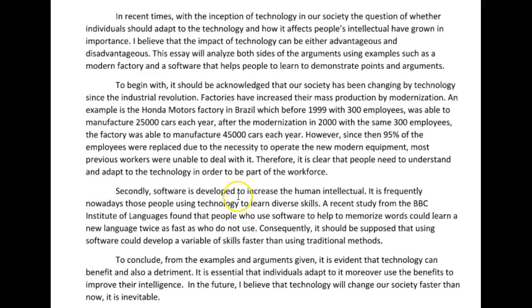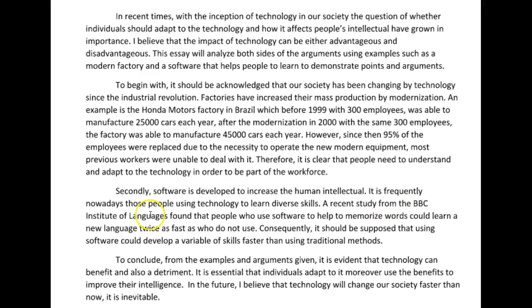Secondly, software is developed to increase human intellect. I wouldn't say that this is the only goal of software. I would say, secondly, much software is developed to increase human intellectual ability. Frequently, nowadays, actually, let's say, it is a common occurrence these days for people to utilize technology to learn a diverse range of skills.